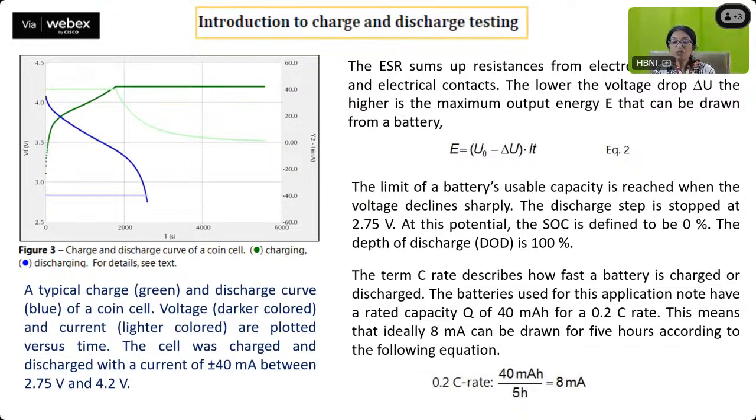So this term C rate, which we use, describes how fast a battery is charged or discharged. The batteries used for this application have a rated capacity Q of 40 milliampere hour for a 0.2 C rate. So this means ideally you can draw 8 milliamperes for 5 hours according to the following equation. So 0.2 C rate means what? 40 milliampere hour, and you can take it for 5 hours. So for 5 hours, it will give you a current of 8 milliamperes. This is basically the idea of charge and discharge testing.